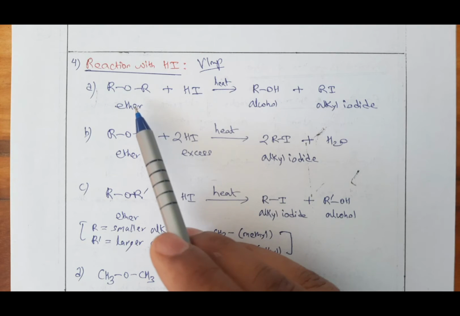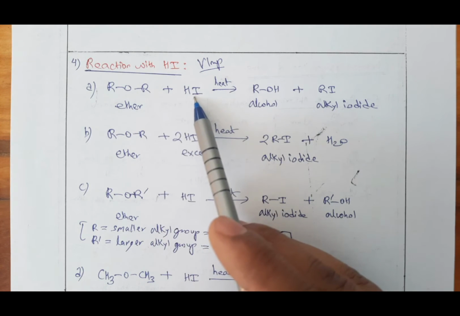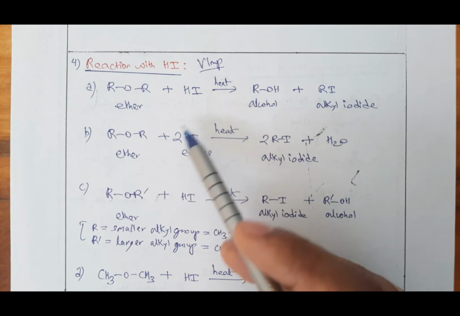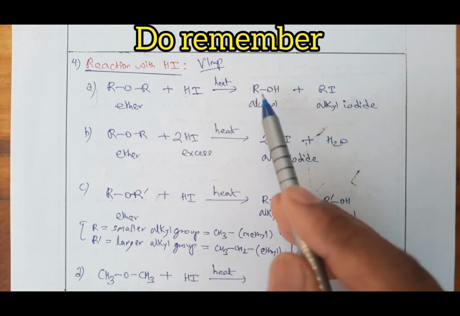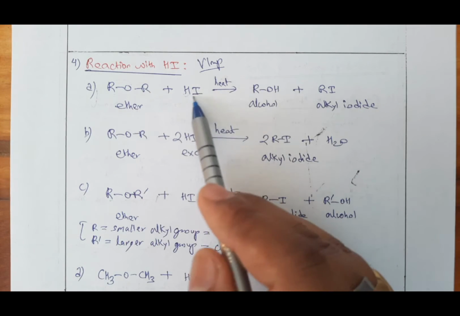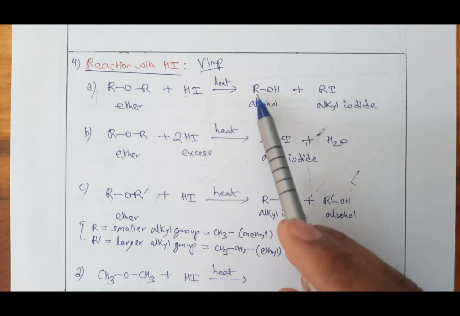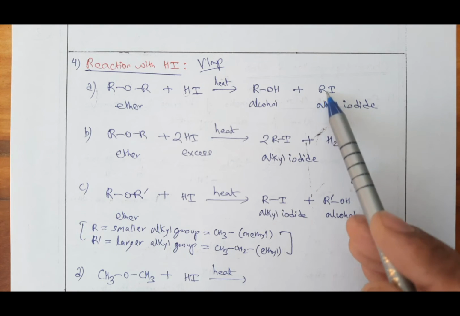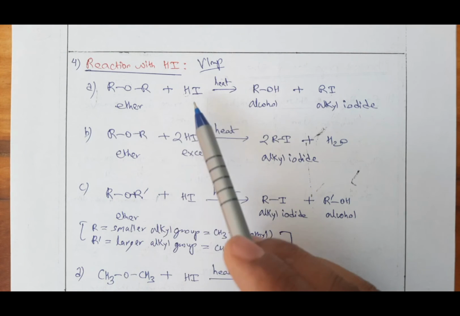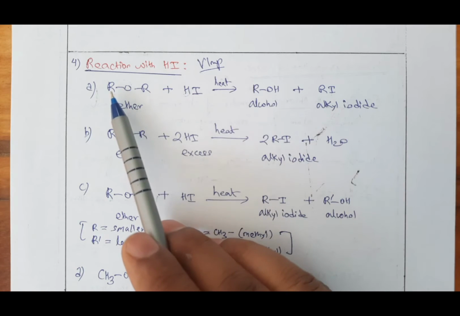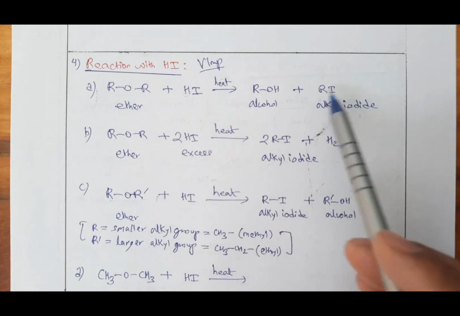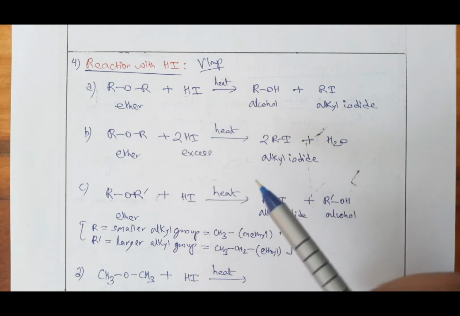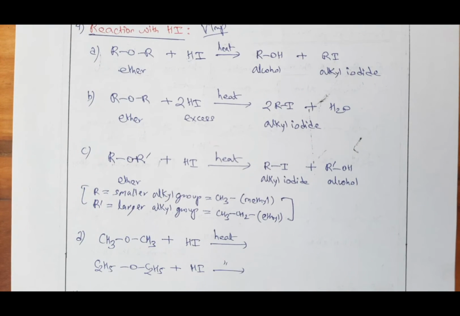So first one. When you react ether with less amount of HI, see what happens. This RO will take H to form ROH, and this R will take I to form RI. That means you get ROH, alcohol, and RI, alkyl iodide. So when you react with less amount of HI, ether converts to alcohol and alkyl iodide. For which I'll show you the example here.